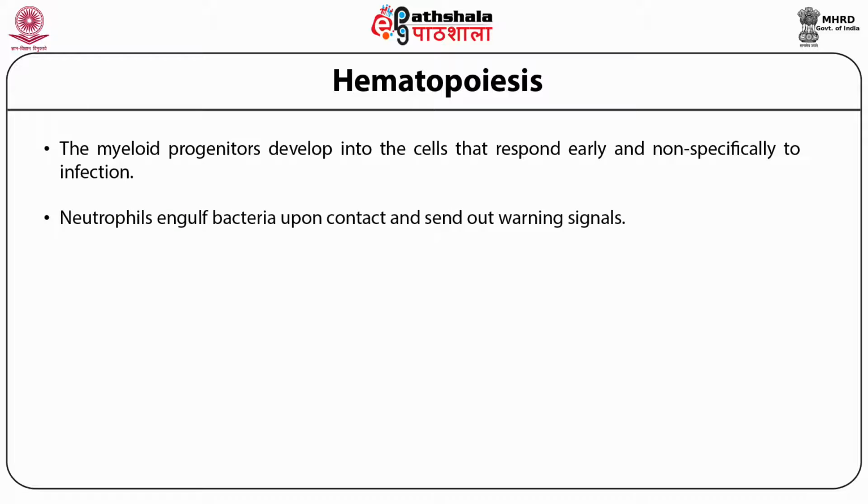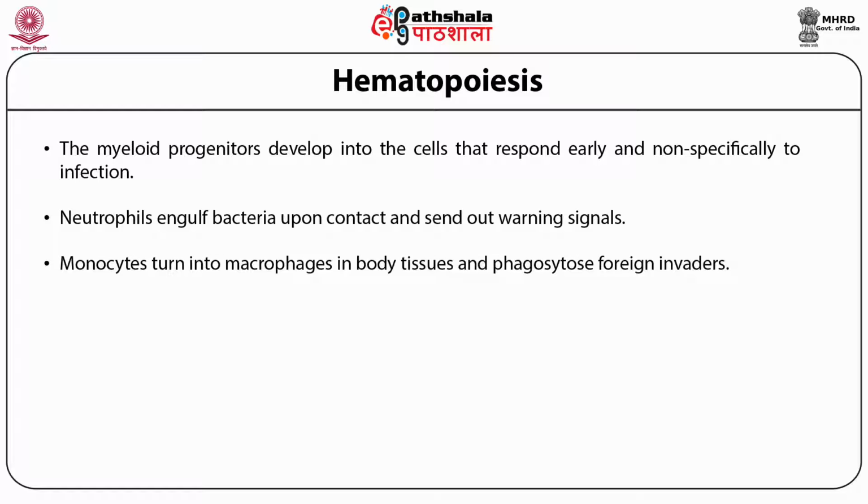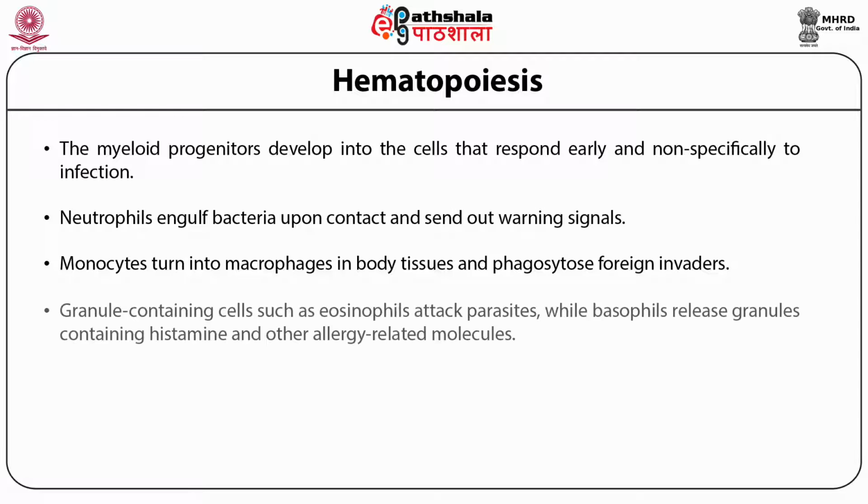Neutrophils engulf bacteria upon contact and send out warning signals. Monocytes turn into macrophages in body tissues and phagocytose foreign invaders. Granule-containing cells such as eosinophils attack parasites, while basophils release granules containing histamine and other allergy-related molecules.